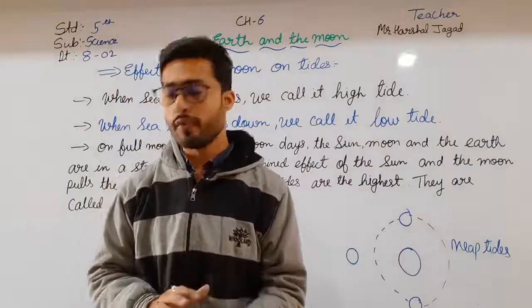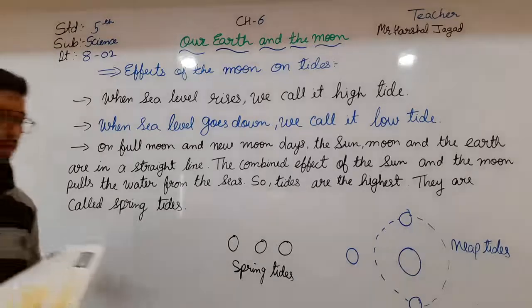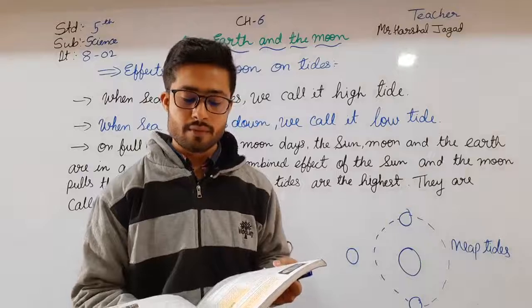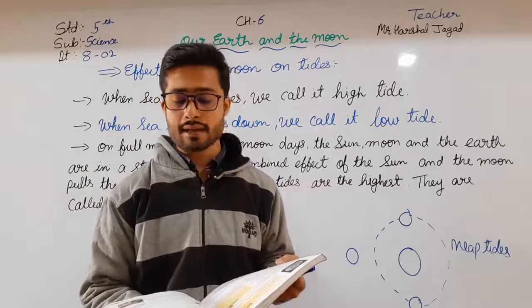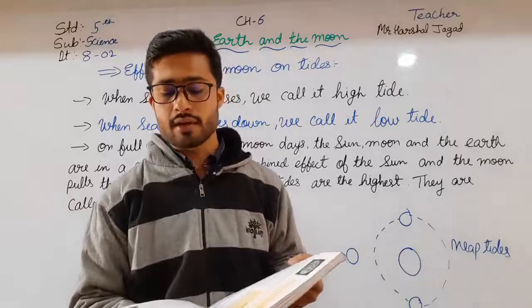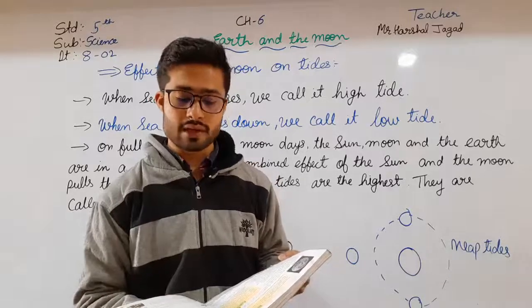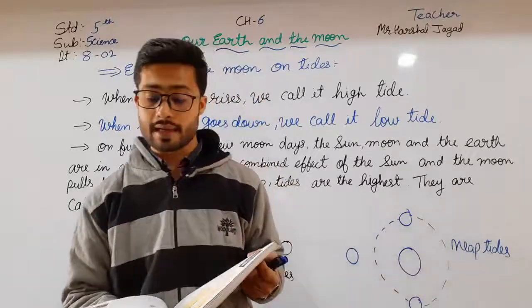Okay, students, moving further. Reading it again, what is neap tide? On the first and the third quarter of the moon, the sun and the moon are at right angles to each other. The sun pulls in one direction and the moon pulls in the other direction. So the tides are lowest then. They are called the neap tides.